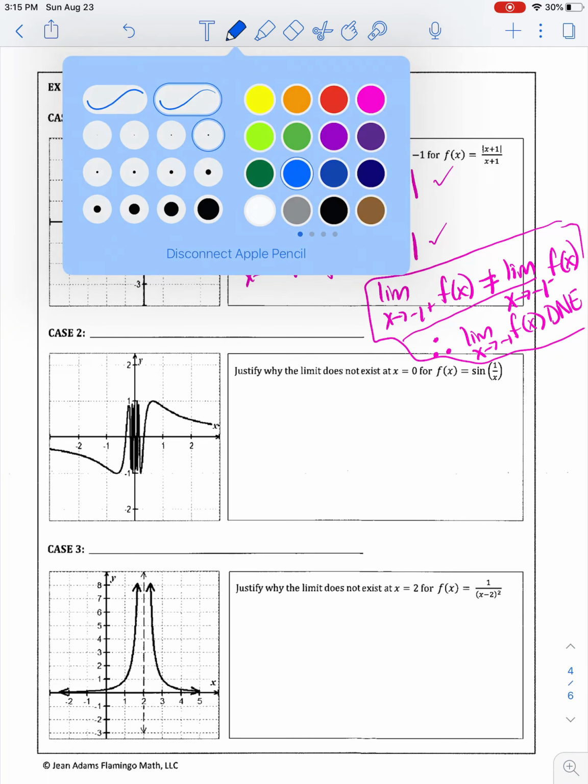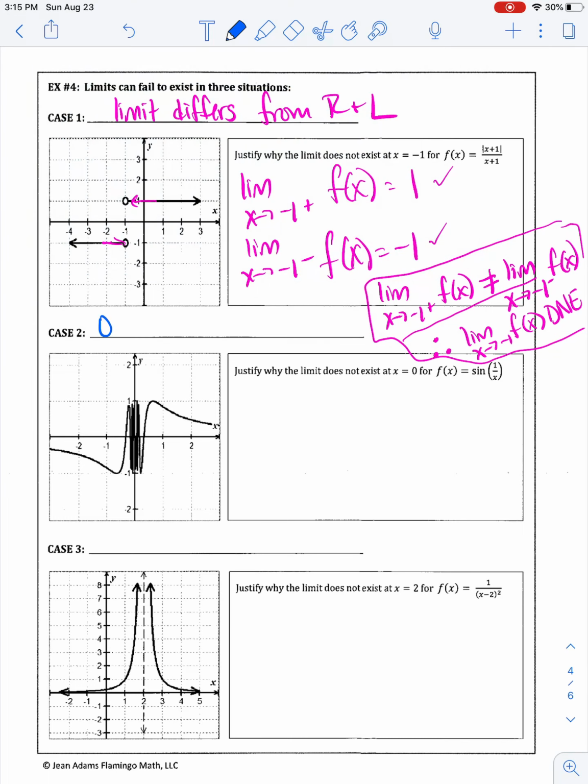Okay, case number 2, and this is a fun word: oscillating behavior. Oscillating behavior is when it approaches a particular number, and at that number, it looks like it's just spazzing out. It bounces back and forth really, really fast to the point where it's almost chaos. You can't see what it's doing.